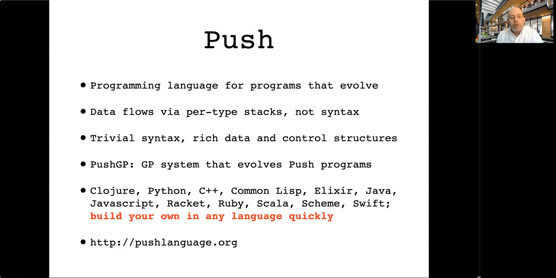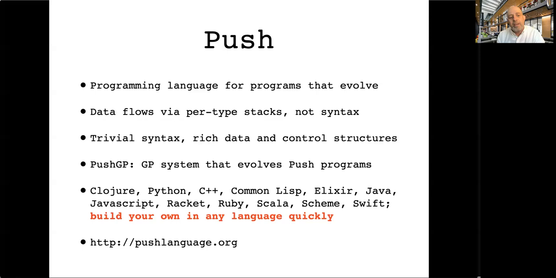PushGP is what we call any genetic programming system that evolves Push programs. And over the years of the development and refinement of Push, there have been many different PushGP systems. So it's not really just one specific system. It's any Push evolving genetic programming system we call PushGP.